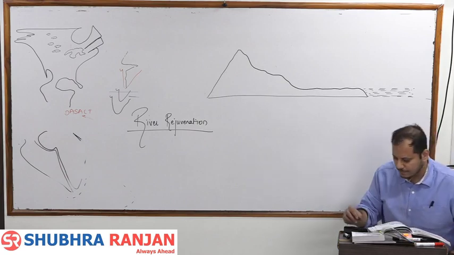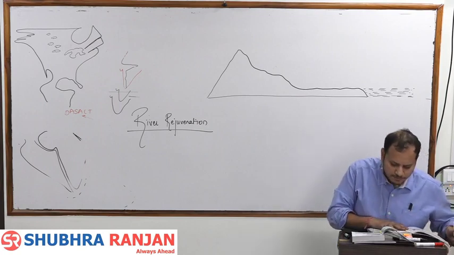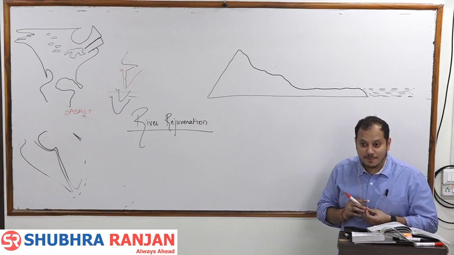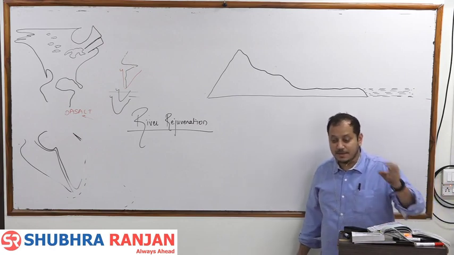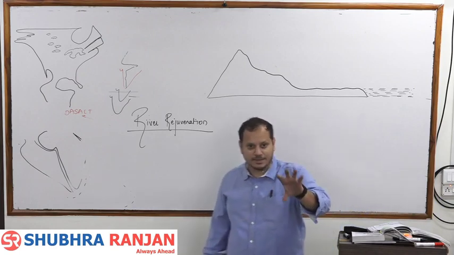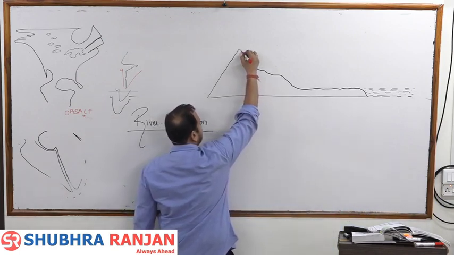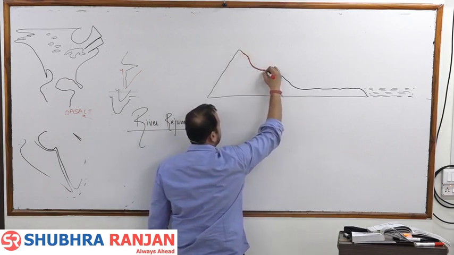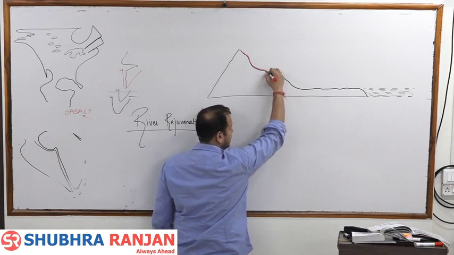You know what is a river? Do you know what is rejuvenation in English? Rejuvenation means getting energy again. You get rejuvenated, you get more energy. Now imagine a river. It starts from the glacier. It is having more energy. It is coming down with great speed. Erosion is greater. Energy means erosion is more.